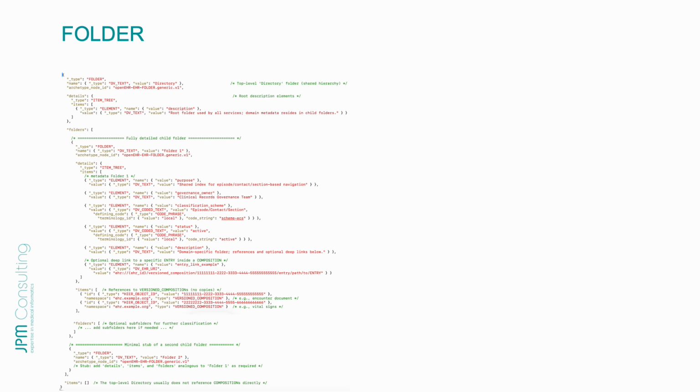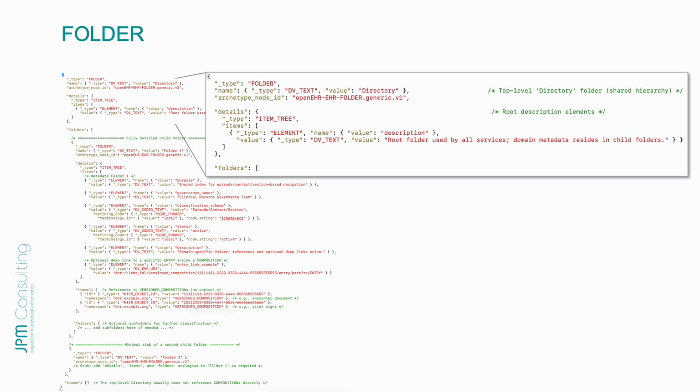Here's the same concept in a more technical view. This is an example of a folder structure as it appears in the openEHR directory. We zoom in on the top-level directory folder. In openEHR, folders are archetypable, which means you can store structured, queryable metadata directly on a folder. So the directory is not only a navigation tree, it can also carry standardized metadata per folder, while still acting as an index that references clinical content rather than duplicating it.